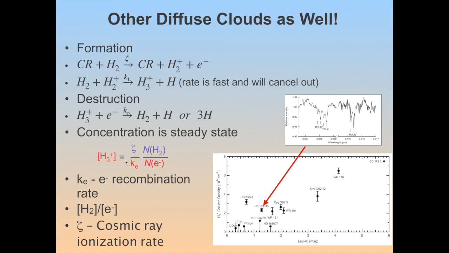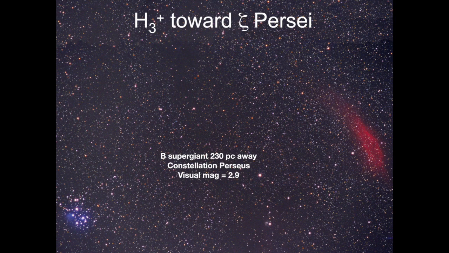All right, so this was basically a lot of the other stars and stuff, and also, like I was saying, they were seeing the H3 plus column densities. These are all diffuse clouds, also very important. Okay, so this was the experiment that they did. They looked toward Xi Persei, which is a B-class supergiant 230 parsecs away in the constellation of Perseus. It has a visual magnitude of 2.9, so if it's not cloudy outside, you can actually go and see that. So right here, that's what Xi Persei is, if you're looking for it.